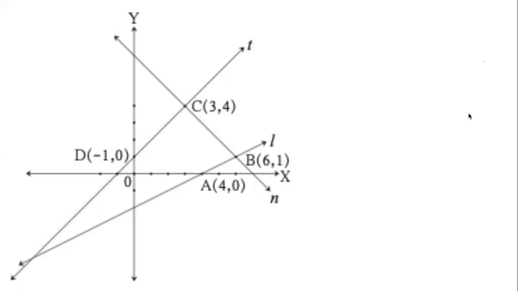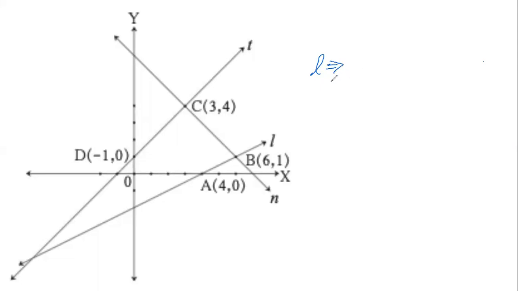Very good. T, L, and N. You see three lines, T, L, and N. Let us try to find their slopes and see what we observe. We will go in alphabetical order, so we will start with the line L. Slope of line L.